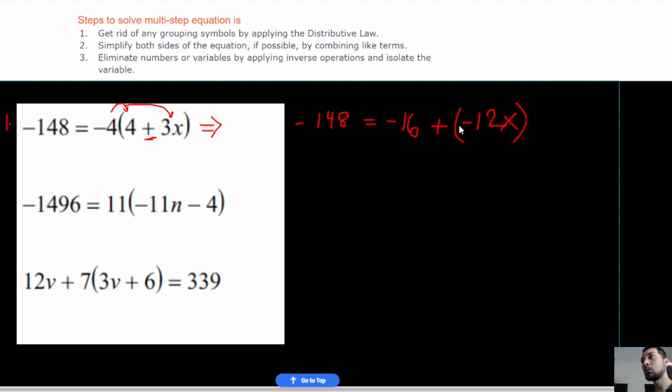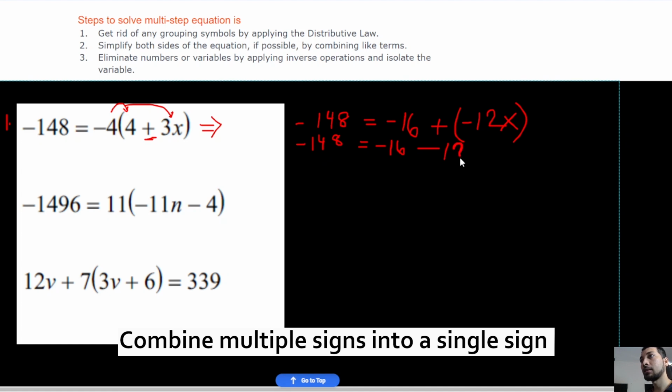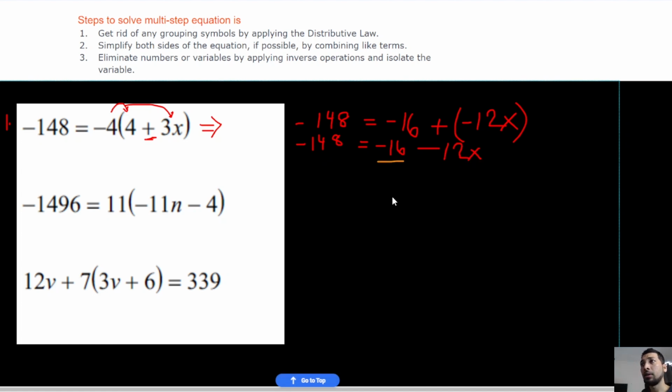Now we can combine these 2 signs, plus and a negative sign. So you can write this as negative 148 equals negative 16 minus 12x. Now you can see that we have this negative 16 and 12x here. We need to get rid of these from the right side so that I can get x isolated. So first we can get rid of this 16. So I apply an addition operation because we have a negative sign in front of 16. So add 16 on both sides.